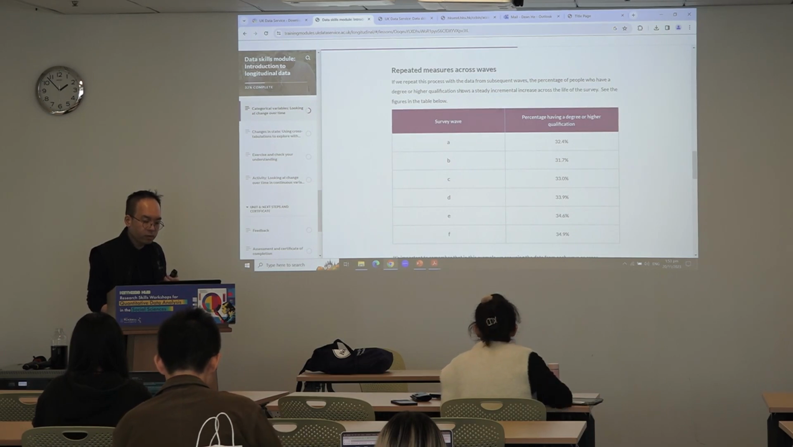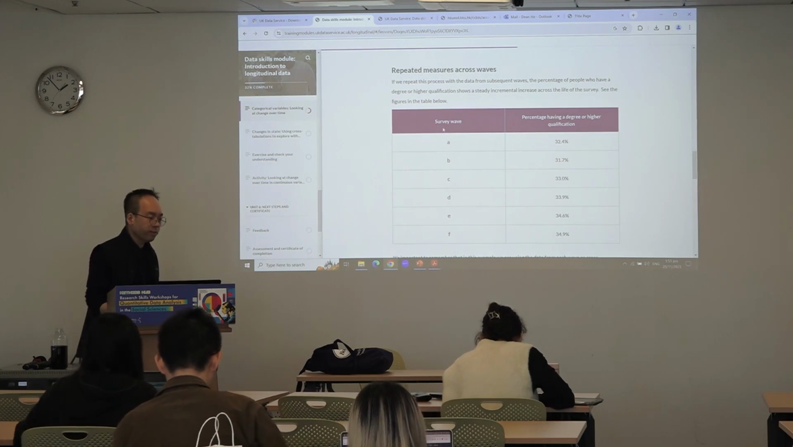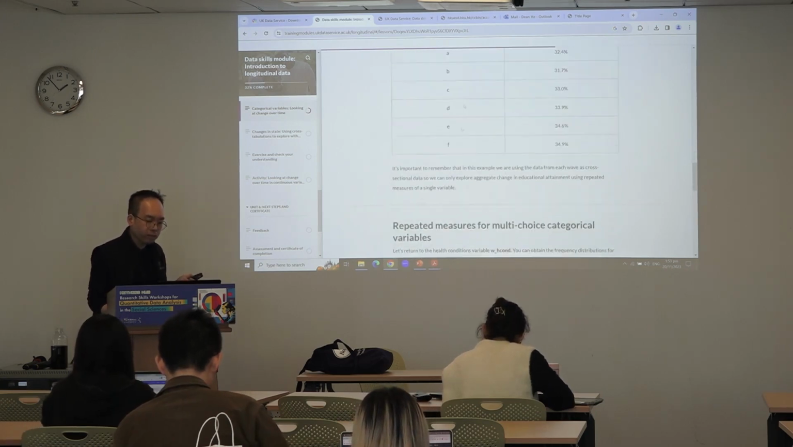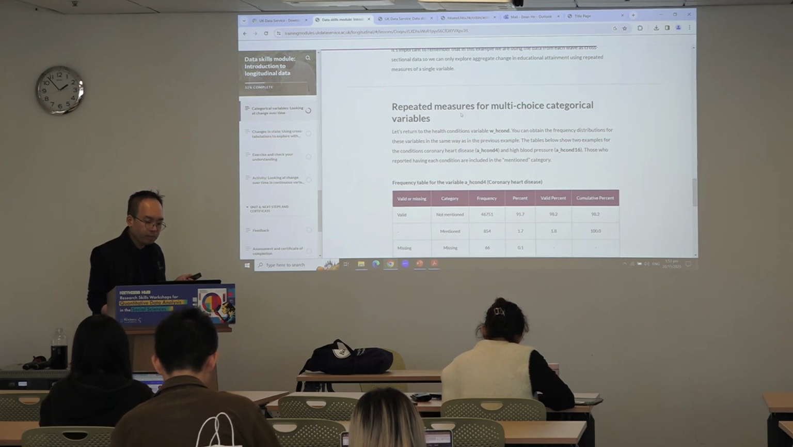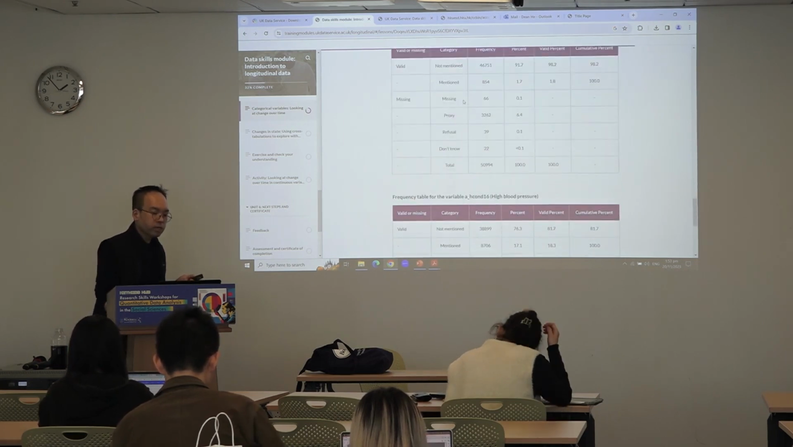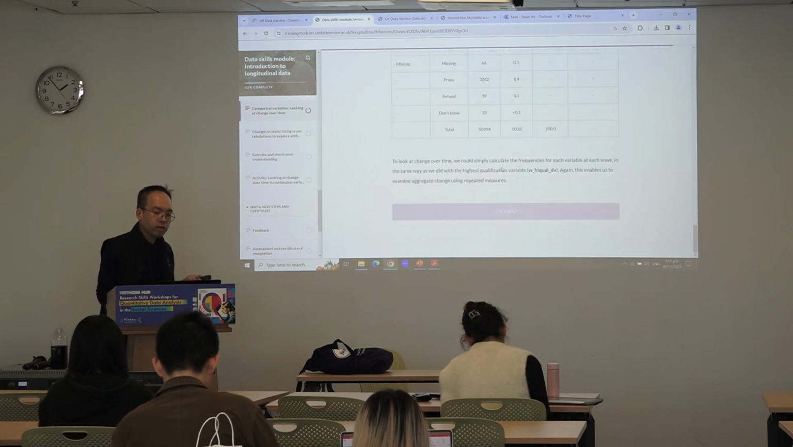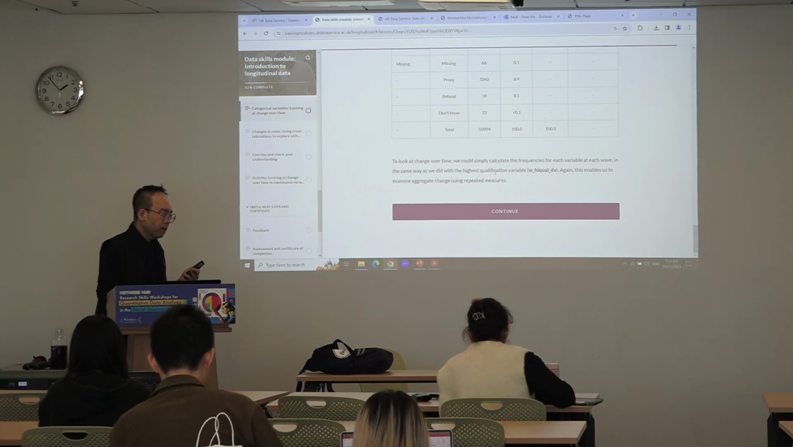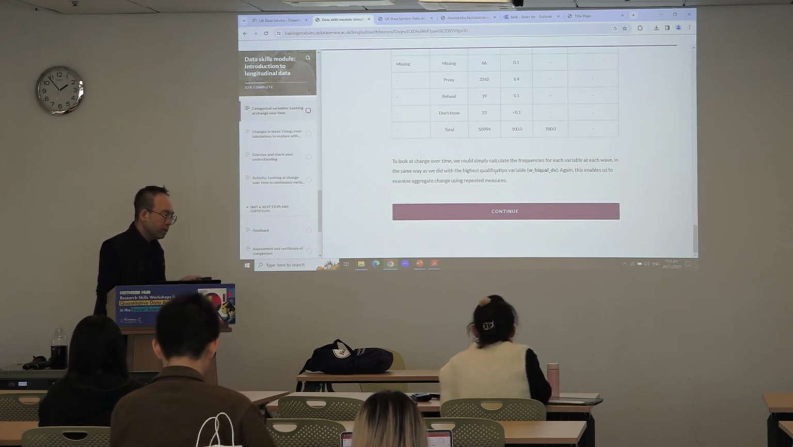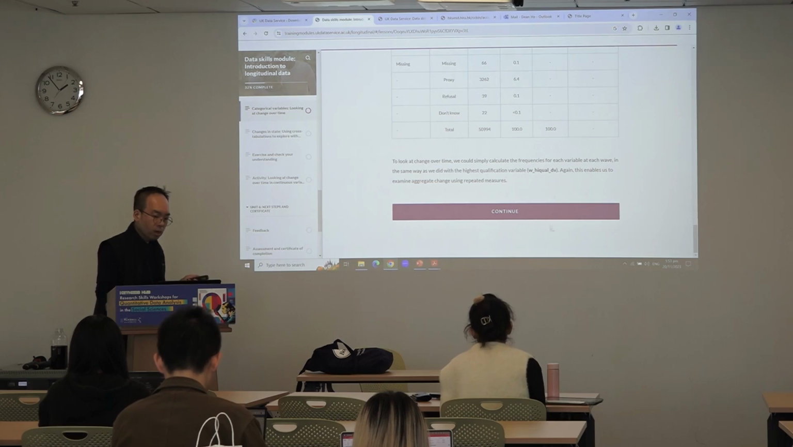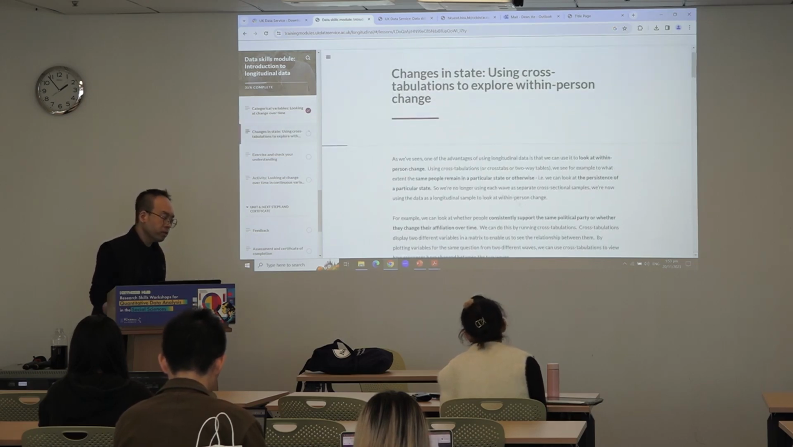These survey waves show the percentage of having a degree or higher qualification from each different wave, how many of them are repeated measures across different waves. This is repeated measure for a multiple choice categorical variable. So they are all about creating a frequency table for a different variable. Let's say a different variable we're looking at, like high blood pressure, for example. They are all going to be doable in a way that you make sense of. You derive variables if you need to, based on the nature of the variable, and then you do frequency analysis, which is the fundamental thing we talked about in the introduction to survey data part, okay?